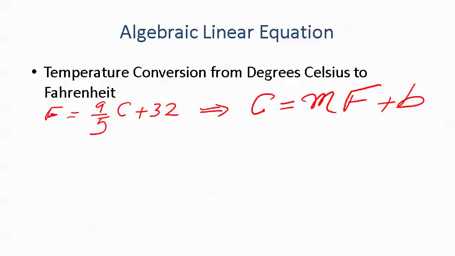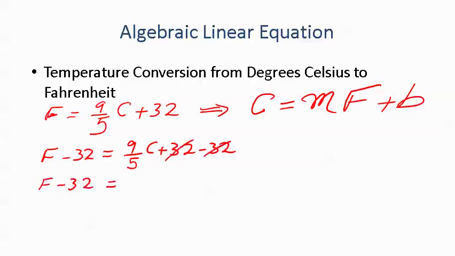So let's do so. I'm going to subtract 32 from both sides of this equation. And if I do so, I find out that F minus 32 is equal to 9 over 5 times C. The next step will be to try to make the right-hand side the dependent parameter. And we can do so if we multiply this by 5 over 9. Now, when we multiply that by 5 over 9, in order not to change the equality, we have to multiply the left-hand side by 5 over 9.